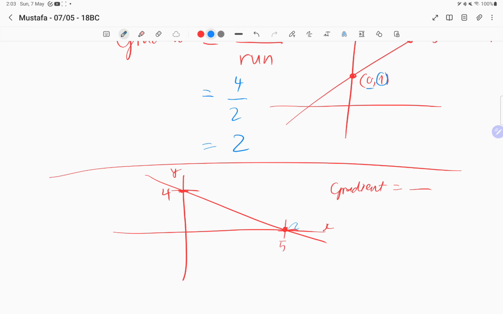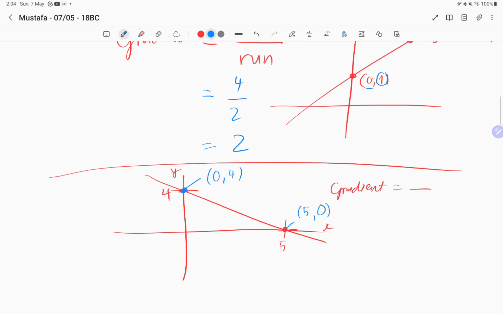What is the actual coordinate of this point? Is it (0, 5)? (4, 5)? The x coordinate is 5 and the y coordinate is 0, because if it's on the x-axis, the y coordinate is 0. So it's (5, 0). What's the coordinate of this other one? It's (0, 4). So what's the rise here?